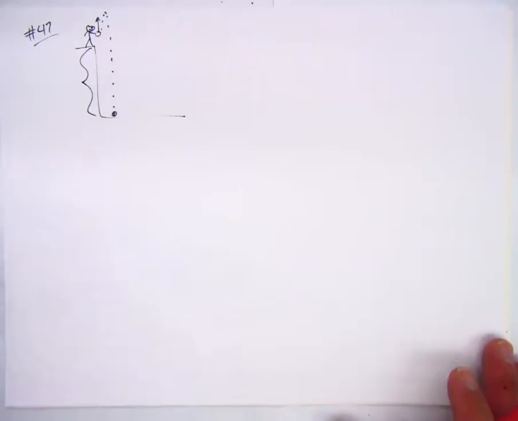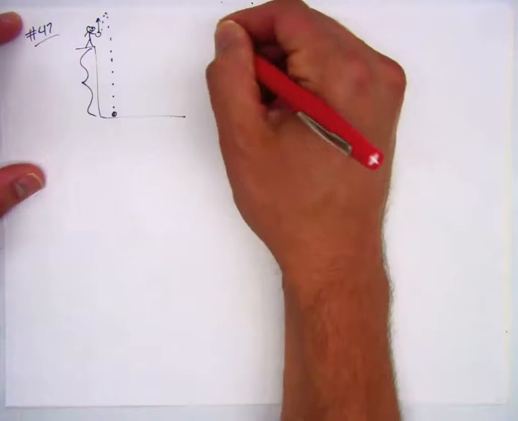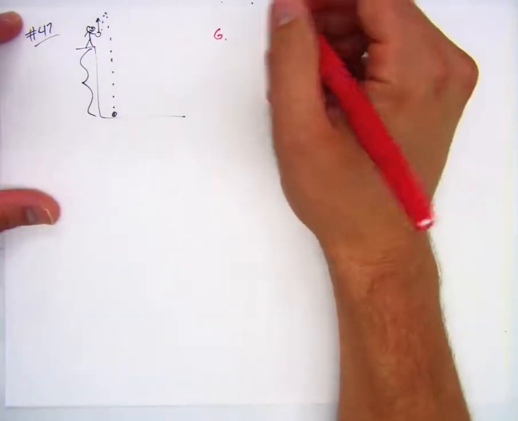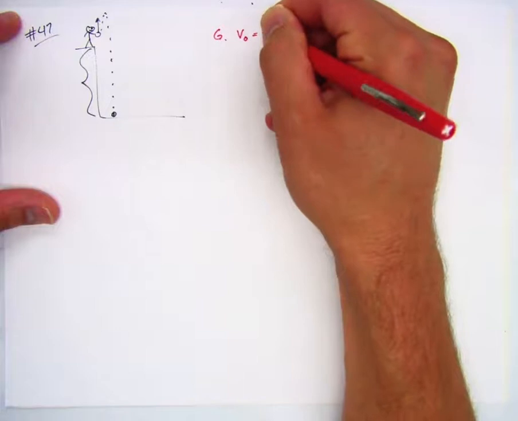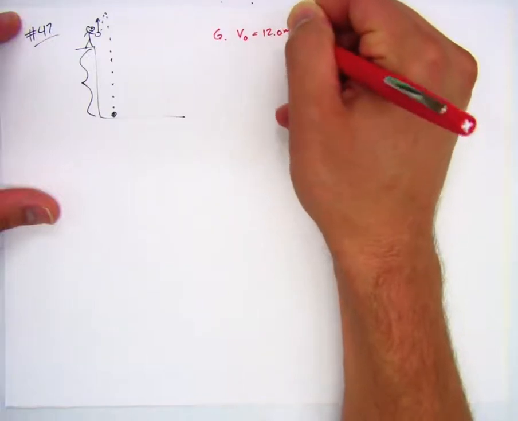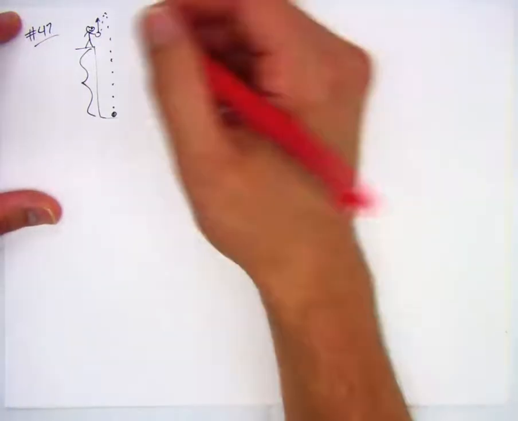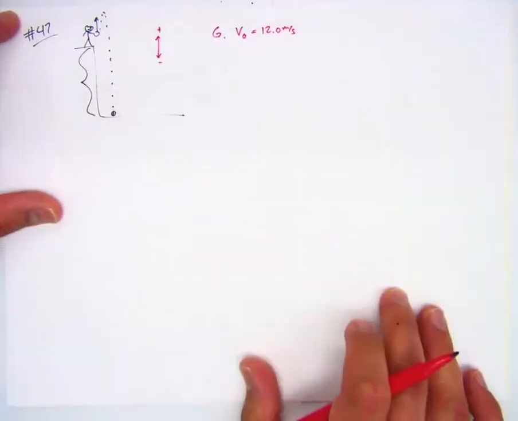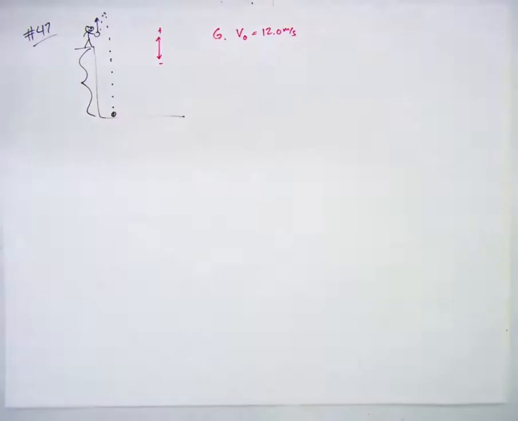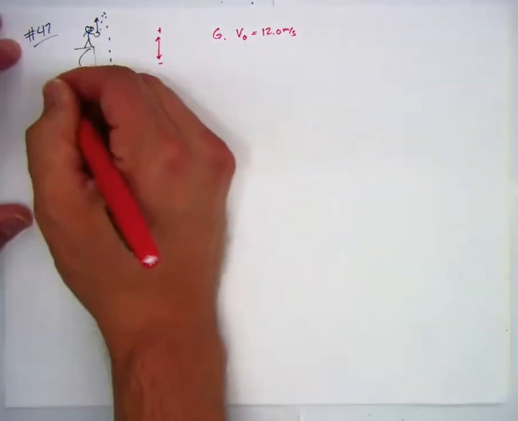Okay, there we go. All right, so what I'm given in this problem is the initial velocity of 12.0 meters per second. And it's thrown upward. Remember, up is going to be positive, down is going to be negative. So an upward velocity is a positive velocity. We also know that the height of the cliff is 70 meters.